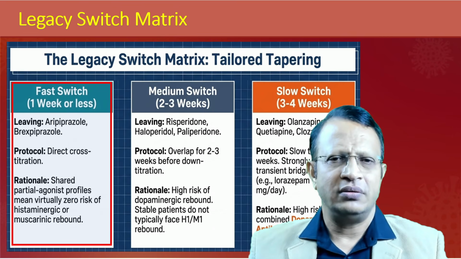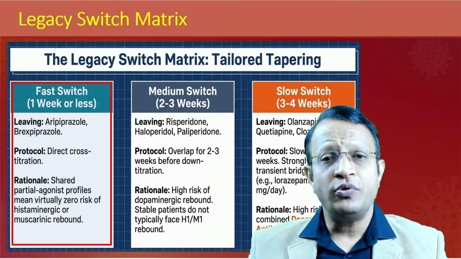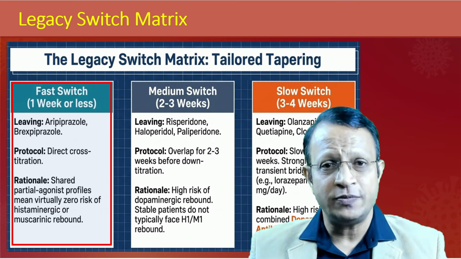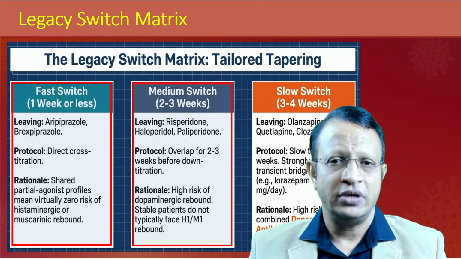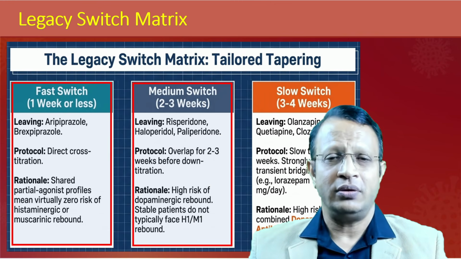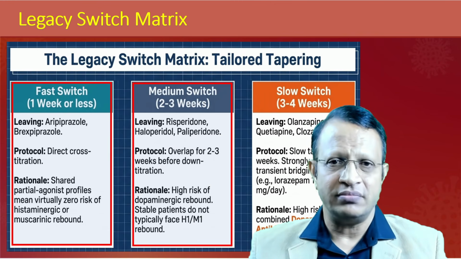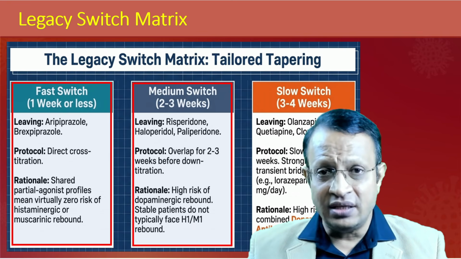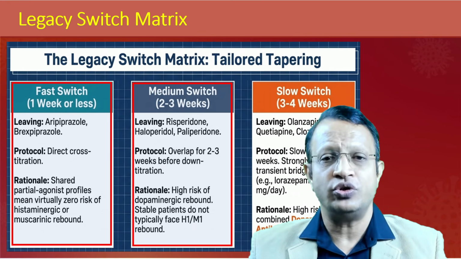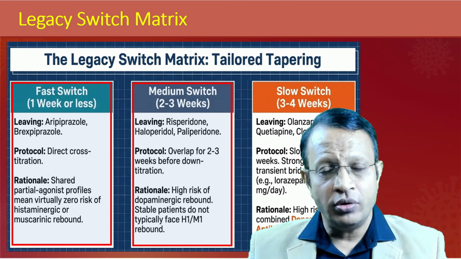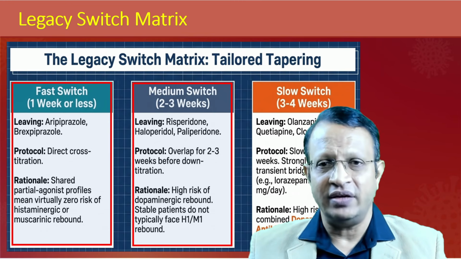No major problem. Suppose you are giving a D2 blocker such as risperidone, haloperidol, or paliperidone, then you need to go for a plateau switching mechanism. That means at least 3 weeks of full dosage of both medications should be given. Then only you need to taper the older medication after 3 weeks.